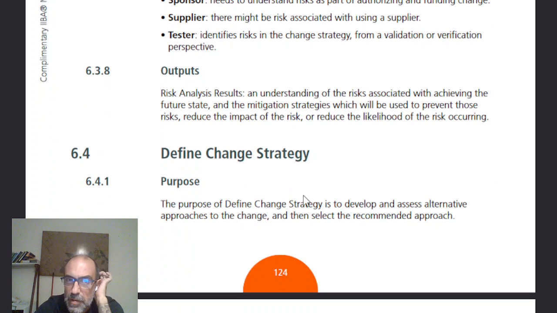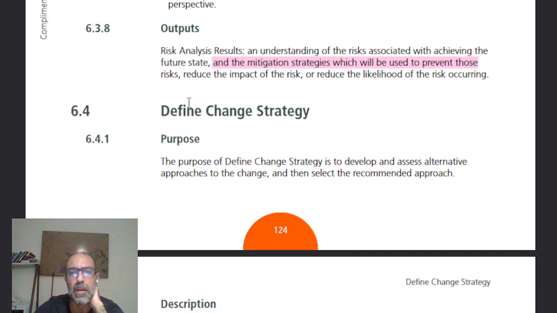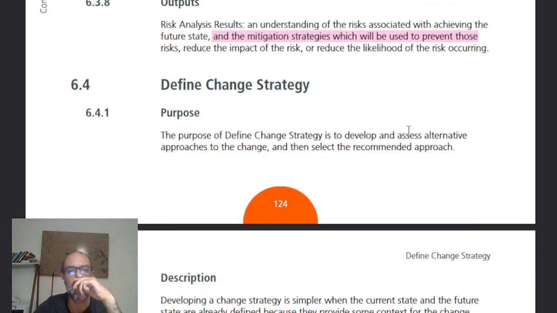And what are the outputs? Risk analysis results, which is basically an understanding of the risk associated with achieving the future state and the mitigation strategies which will be used to prevent those risks. This is ultimately the purest form of why we do this: to prevent those risks, reduce the impact of risk, and reduce the likelihood of risk occurring. Yay, and we're done. Chapter 6.4, defining the change strategy. We're here finally, right?